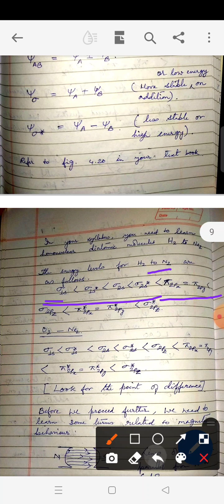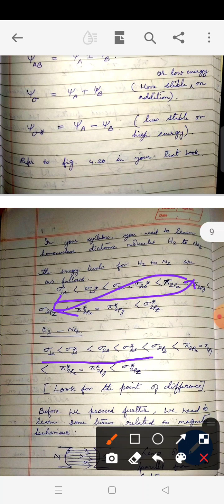And when it is oxygen to neon, this part gets exchanged. This and this. Okay, you can have a look. Sigma 1s, sigma star 1s, sigma 2s, sigma star 2s. Till here it is the same. Then instead of pi here we have sigma 2pz, then pi 2px, pi 2py, then same again, pi star 2px, pi star 2py, and finally sigma star 2pz.